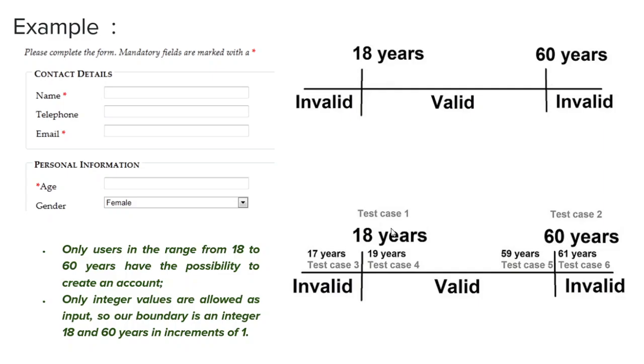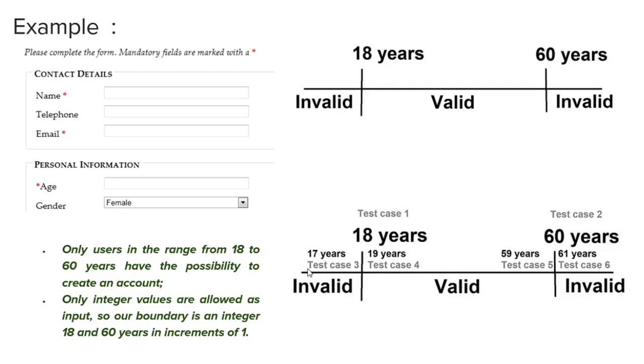And we have to also consider the values which are just outside the boundary. So 18 minus 1, 17 and 60 plus 1, that is 61. These are also two values which are just outside the boundary. So we have to consider these values as well for boundary value analysis to design the test cases, because it is considered as a negative test case, invalid input that should be handled correctly.